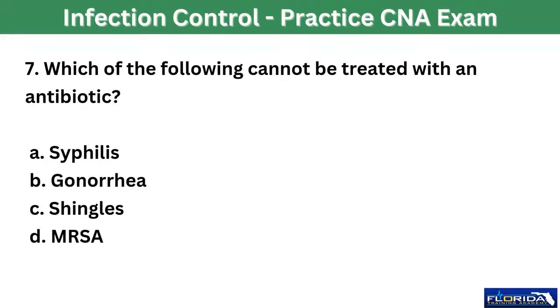Number 7, which of the following cannot be treated with an antibiotic? So that means that one of these is not a bacterial infection. Which one is it? Is it A, syphilis, B, gonorrhea, C, shingles, or D, MRSA? Which of the following cannot be treated with antibiotics?